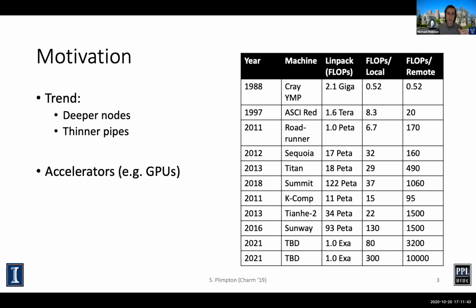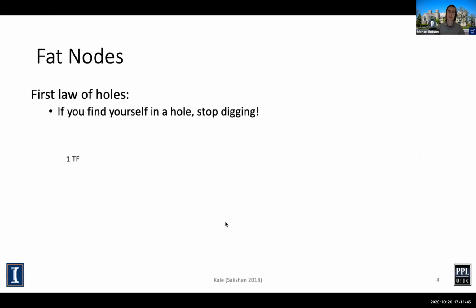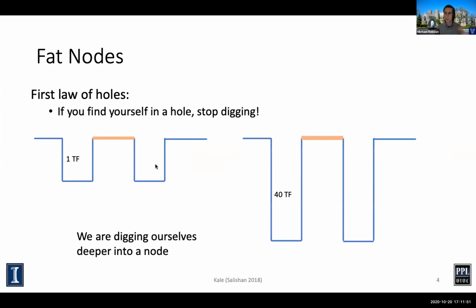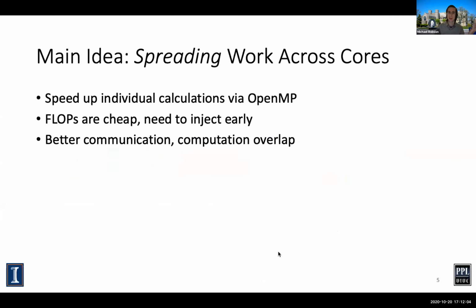In general, we find ourselves with nodes connected by an interconnect, and the nodes are getting deeper and deeper, and we need to find a solution. One possible solution that we're going to examine in this work is the idea of combining OpenMP with Charm++ and the idea of spreading.